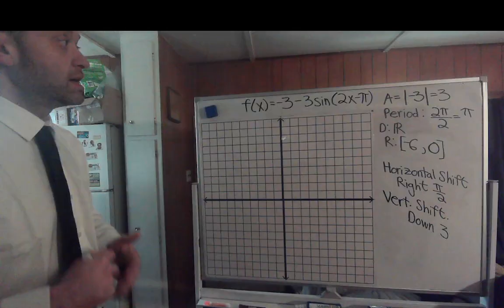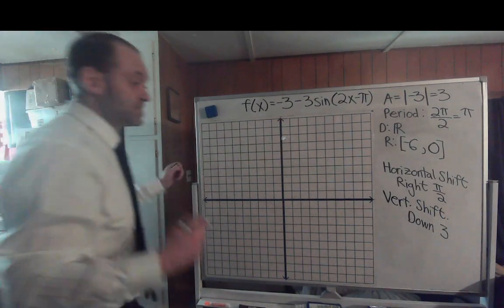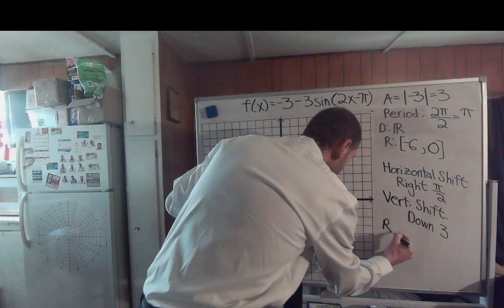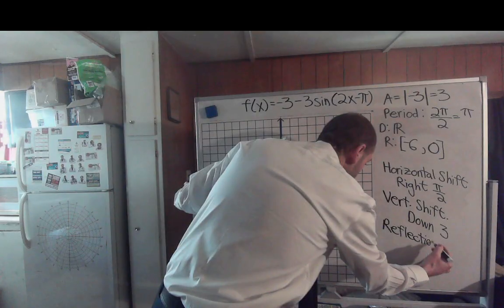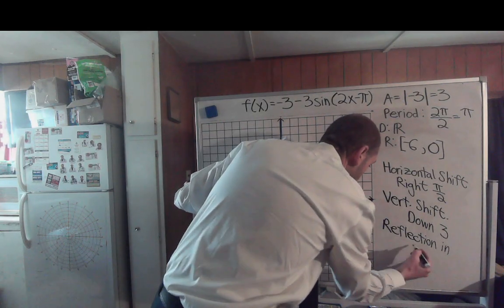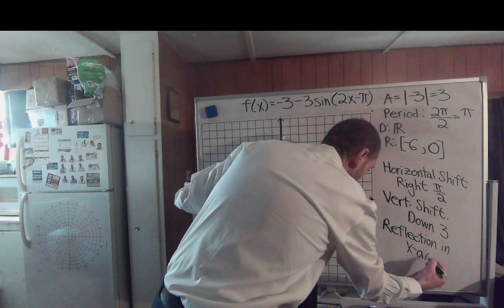And then I have a negative coefficient on the sine, so we also have a reflection in the x-axis. So this is going to be all shapes of distorted.